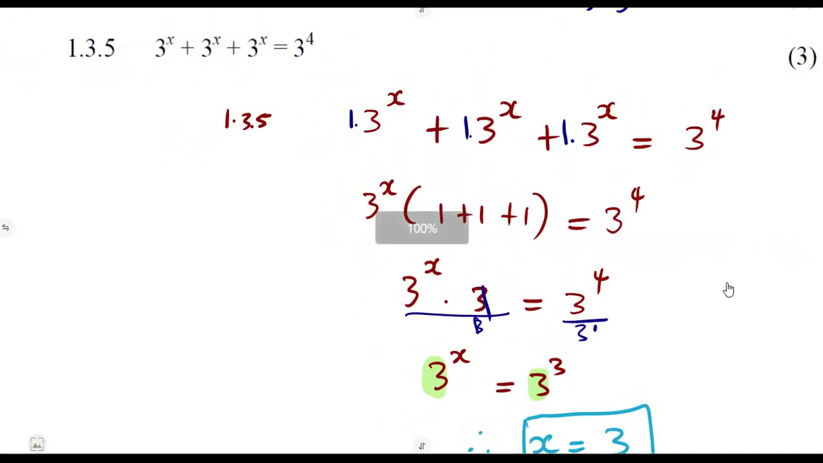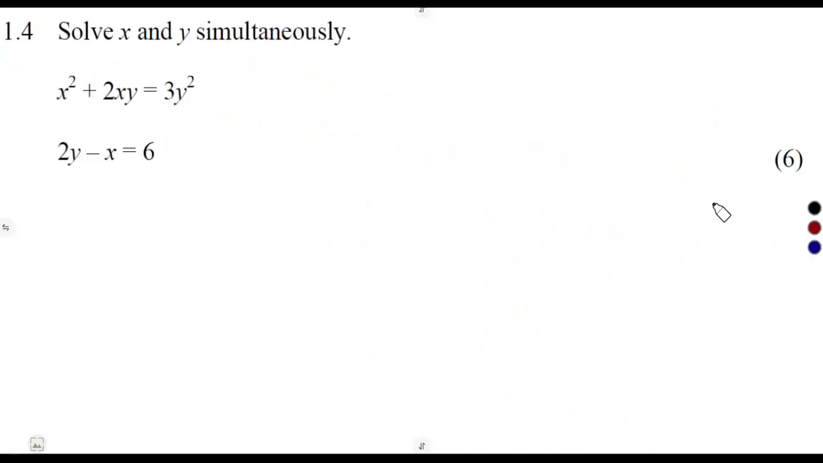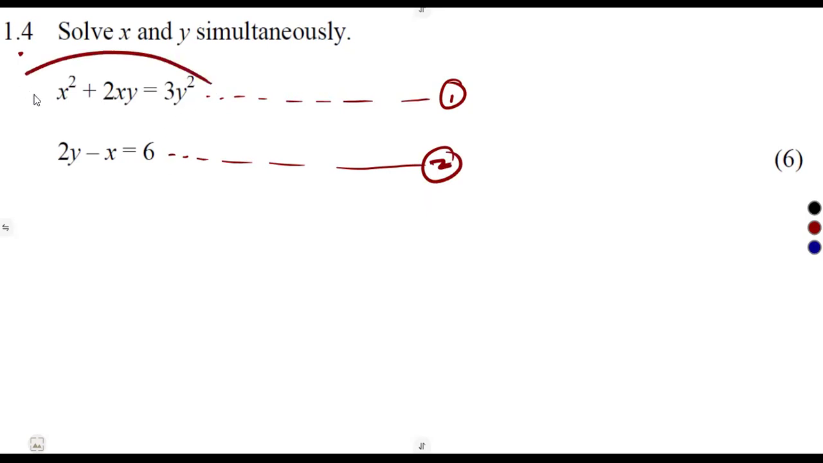1.35. Let us consider another part, which is the last part on our simultaneous equations. Solve x and y simultaneously on 1.4. As we can see, guys, we've got two equations. This is our equation 1, and this is our equation 2. So which one is easier to work with? It is difficult to make y the subject, because of the quadratic. So I said you work with the linear. You have a quadratic.